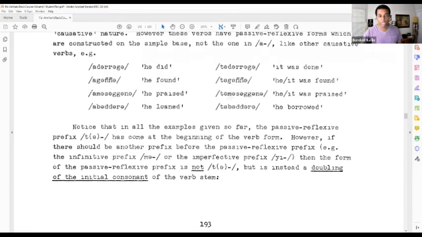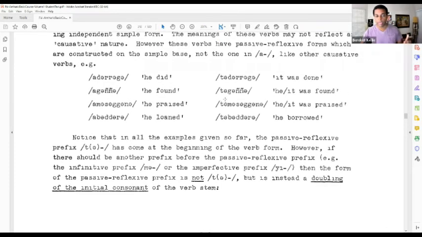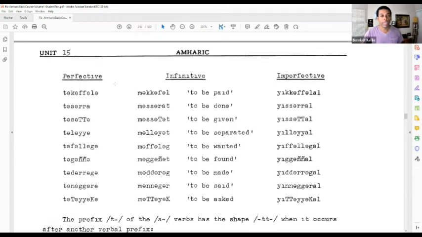Now, one thing to note too, we saw with all these verb forms the ta prefix, but there could be other prefixes like ya or ma in the infinitive. And if that is the case, then that gets replaced, and the initial consonant of the stem is doubled. Here we can see what that looks like.